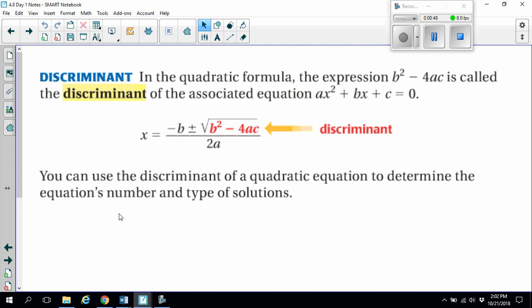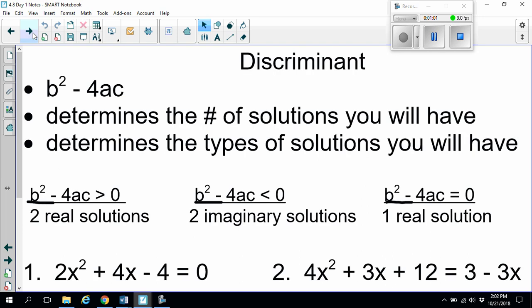So meaning that when we use this, we can determine if the quadratic equation will have one real solution, two real solutions, or two imaginary solutions. So let's go ahead and get into that. As I said before, discriminant is part of the quadratic formula, which you guys will see tomorrow, and is another way of solving quadratic equations. It is the b squared minus 4ac. It determines the number of solutions and the type.